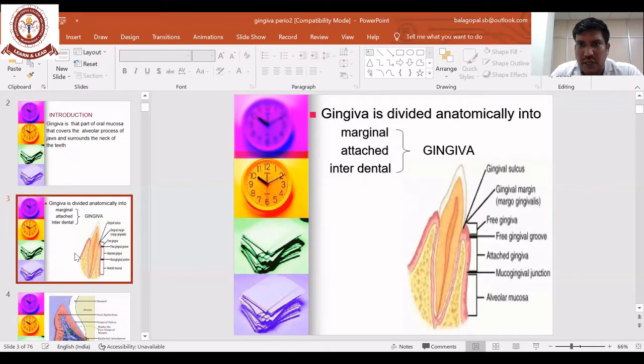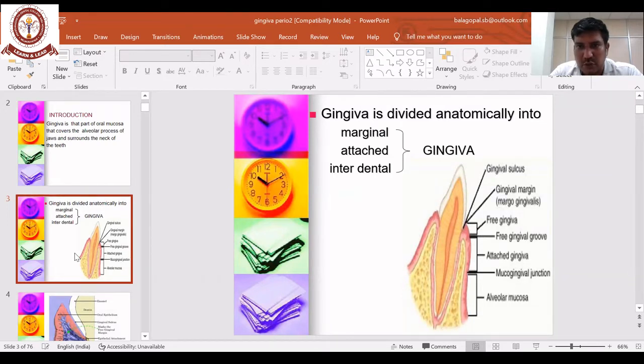So gingiva is anatomically classified into marginal gingiva, attached gingiva, and interdental papilla. So when you see an oral mucosa, the structures that surround the tooth are called gingiva. So the gingiva is subdivided into marginal gingiva, attached gingiva, and the interdental papilla. The marginal gingiva and the attached gingiva are in linear position, while the interdental papilla is between the two tooth structures. So gingiva is the part of the oral mucosa.